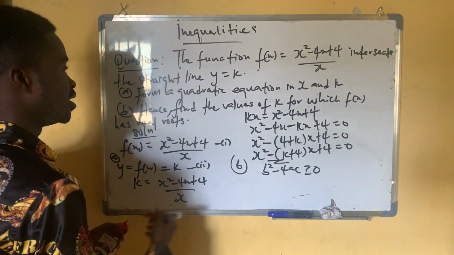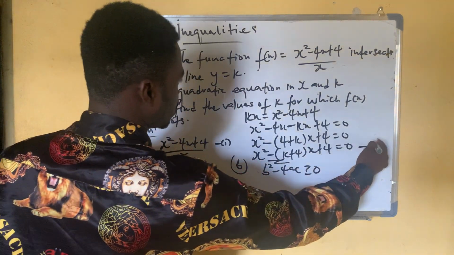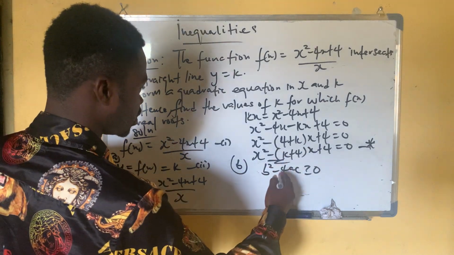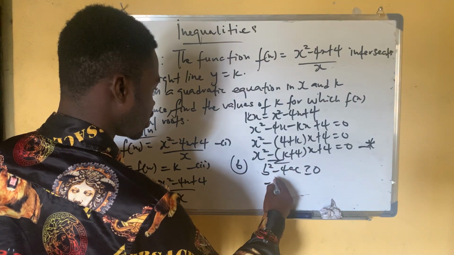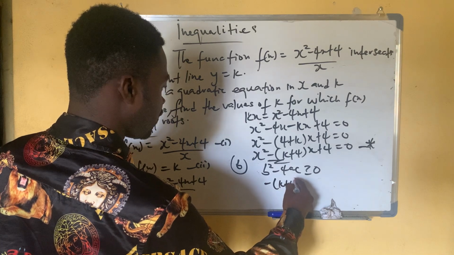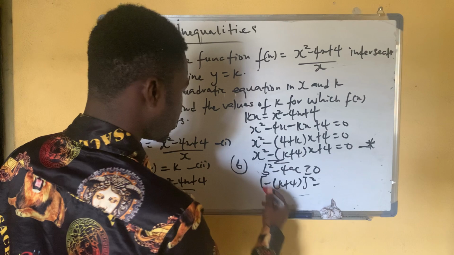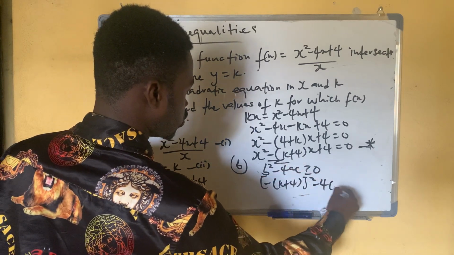So what is your b from this last equation here? Your b is the coefficient of x, so that we say our b is minus into k plus 4, all squared, minus 4 into a.